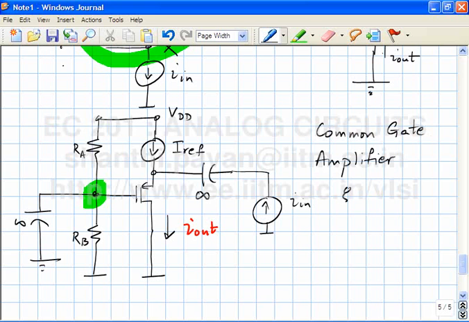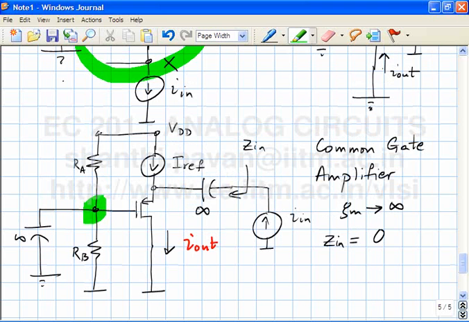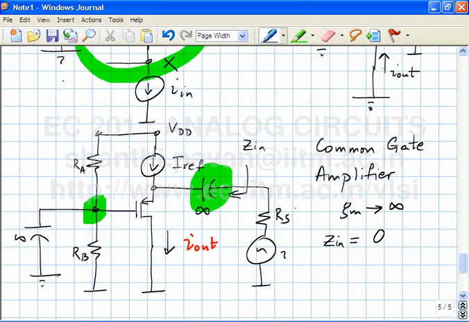If Gm tends to infinity, what happens to the input impedance? If Gm tends to infinity, what is the input impedance of an ideal current controlled current source? 0. The question is, is this capacitor strictly necessary? It is not strictly necessary. You can actually hook IN directly into the source. If, for example, instead of the current source, I had a voltage source and a resistor, if RS was very large and I had an incremental voltage source here, if Gm tends to infinity, can somebody quickly tell me what is incremental I out?